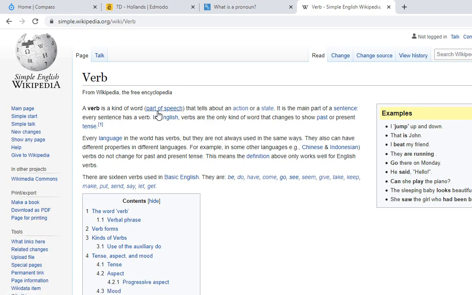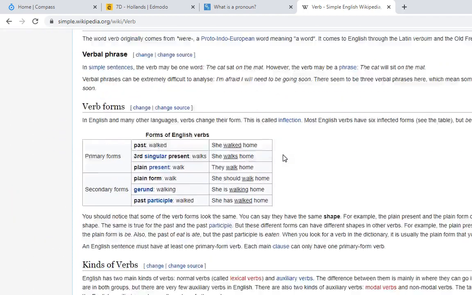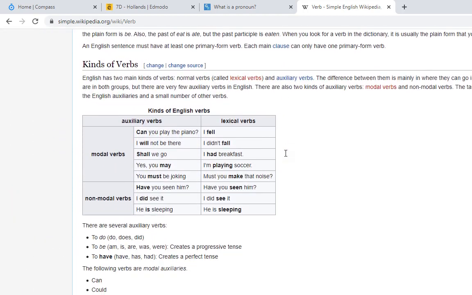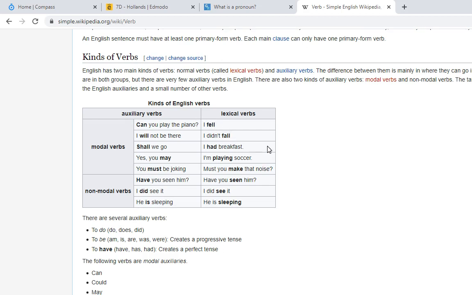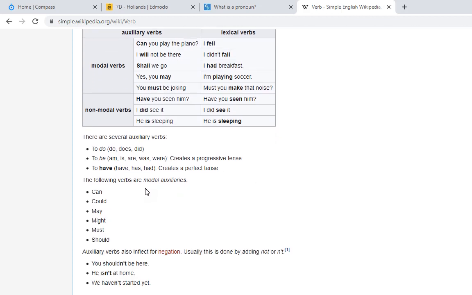A verb is a kind of word that tells about an action or a state. It is the main part of a sentence. Every sentence has a verb. In English, verbs are the only kind of word that changes or show past or present tense. Interesting. Let's have a look if we've got some examples down here. Kinds of verbs. So we've got "fell." So I guess it's like an action word.